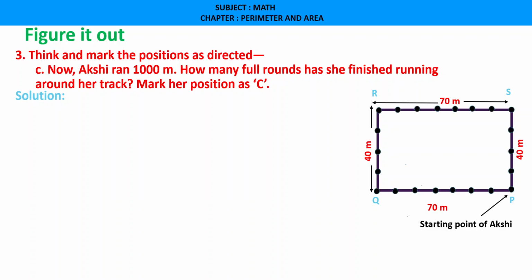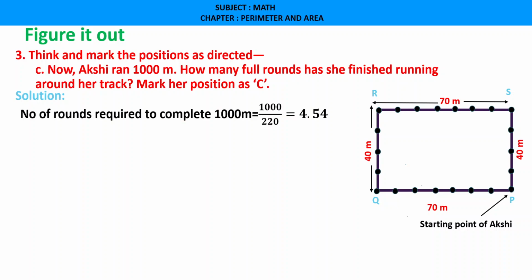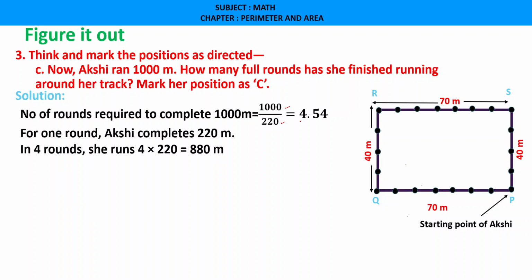This is the starting point of Akshi, P. The number of rounds required to complete 1000 meters is 1000 divided by 220, because for each round Akshi completes 220 meters. Therefore, Akshi will complete 4 rounds plus some extra distance. In 4 rounds she runs 4 into 220, that is 880 meters. The extra distance after 4 rounds will be 1000 minus 880, nothing but 120 meters.